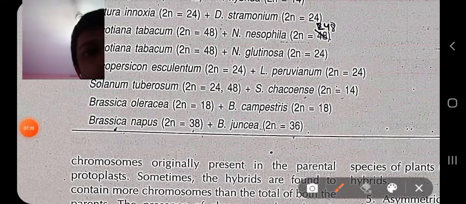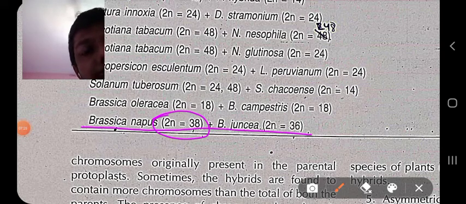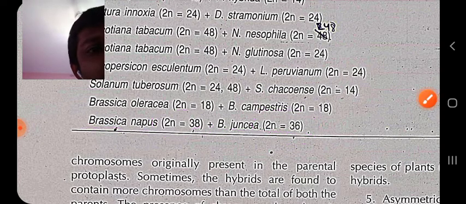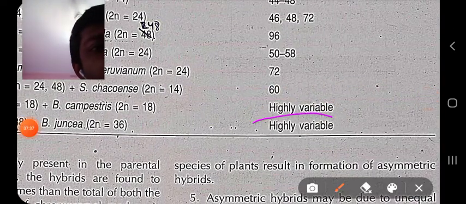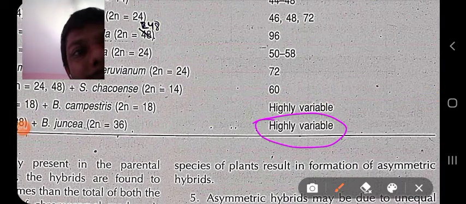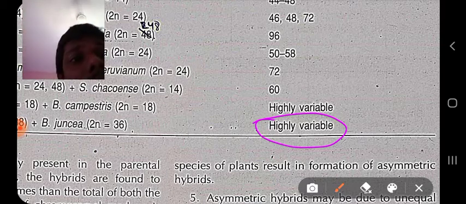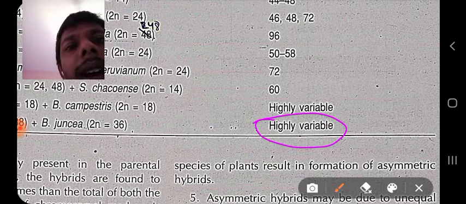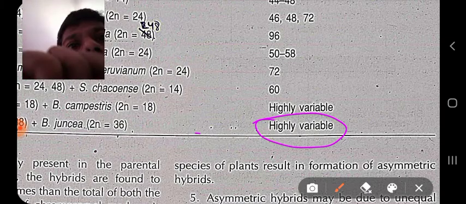Okay, so in the fusion between Brassica napus and Brassica juncea that you can see here, the chromosome number in Brassica napus is 38, while in Brassica juncea it is 36. So when they fuse, they are highly variable. The chromosome number may be different in the hybrid protoplast, where one of the species will retain all of its chromosomes, while the other species' chromosomes will be almost lost during successive cell division.